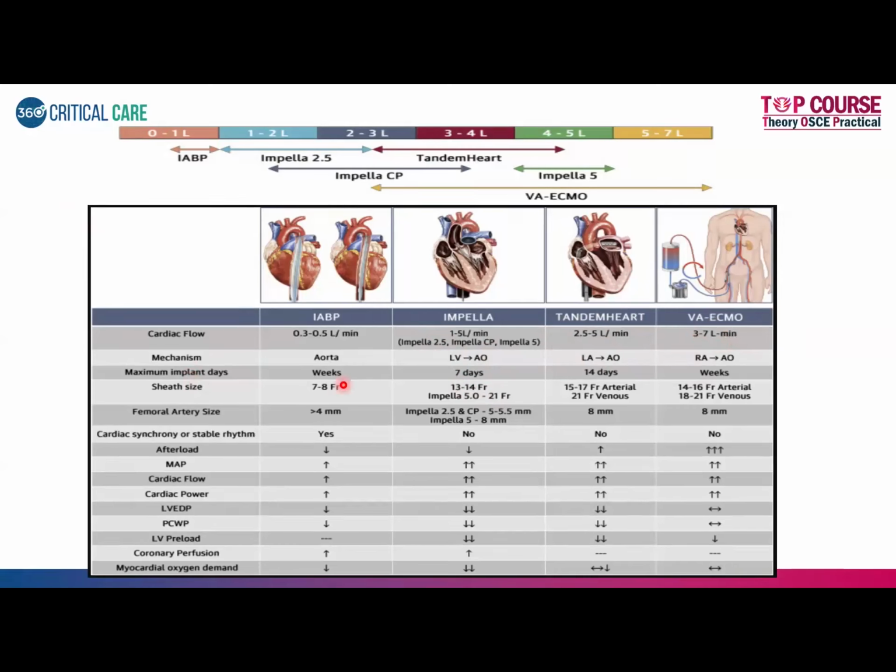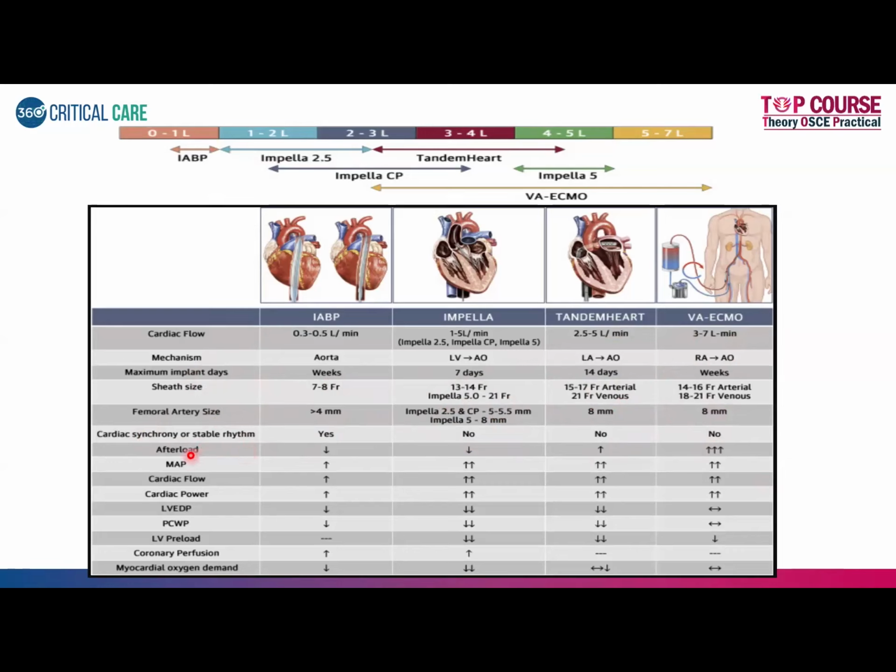Maximum implant days: IABP can be kept for weeks, Impella for 7 days, tandem heart for 14 days, and VA ECMO, of course, can be continued for weeks. Then we have the sheath size, the femoral size. These are all you'll have to mug up, unfortunately. Cardiac synchrony or the stable rhythm: Impella cannot be used, tandem heart cannot be used, and VA ECMO might not provide this cardiac synchrony.